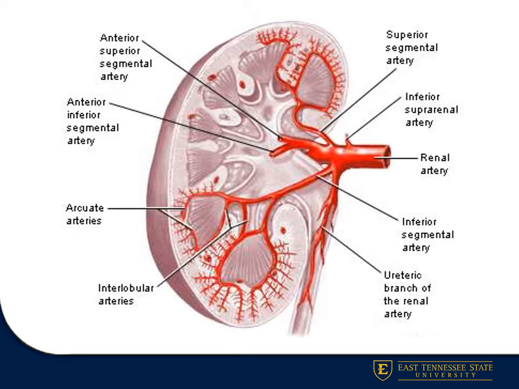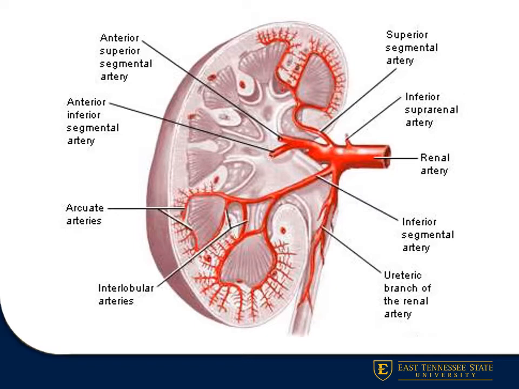But the renal arteries divide into segmental arteries to give blood to the different segments of the kidney, and then the segmental arteries divide into lobar or lobular arteries to provide blood supply to the different lobules of the kidneys. And then the arcuate arteries are what you see here in this picture, and those are the blood supply at that corticomedullary junction. So right where the cortex and the medulla meet, that corticomedullary junction is receiving its blood supply from the arcuate arteries.